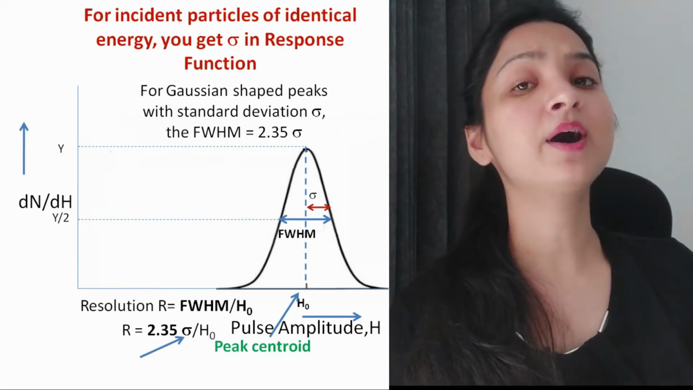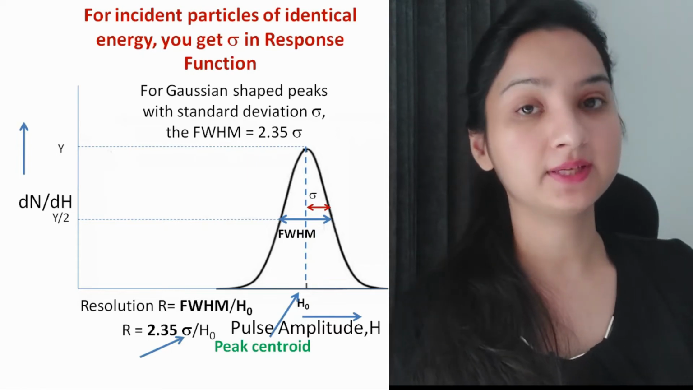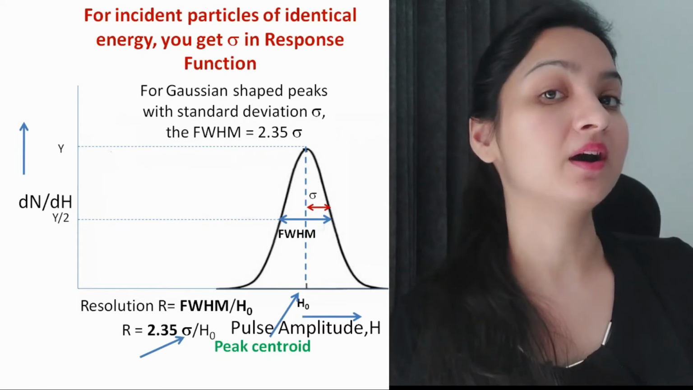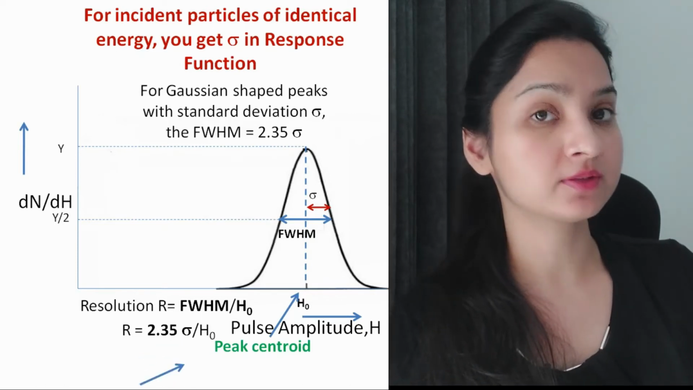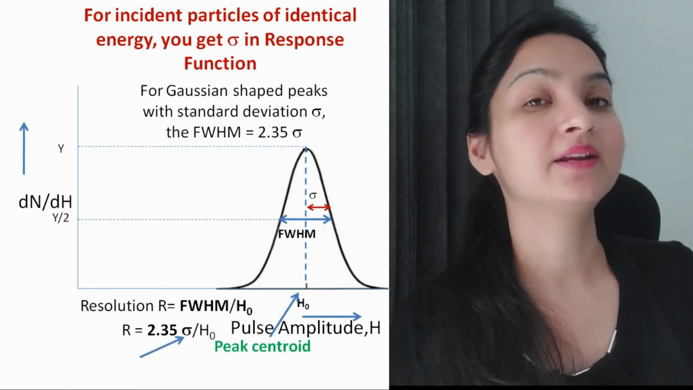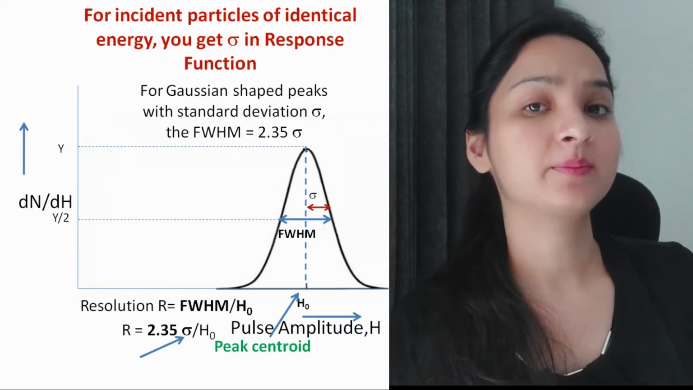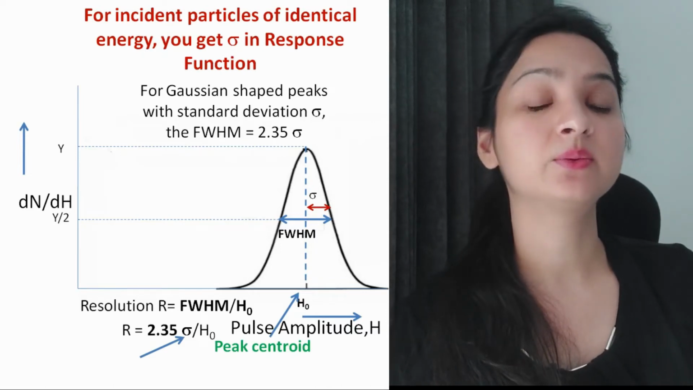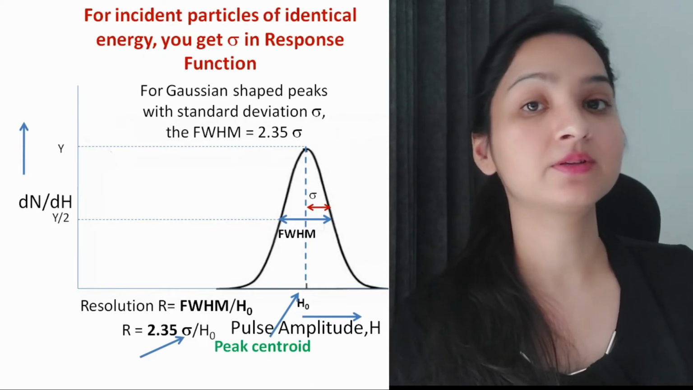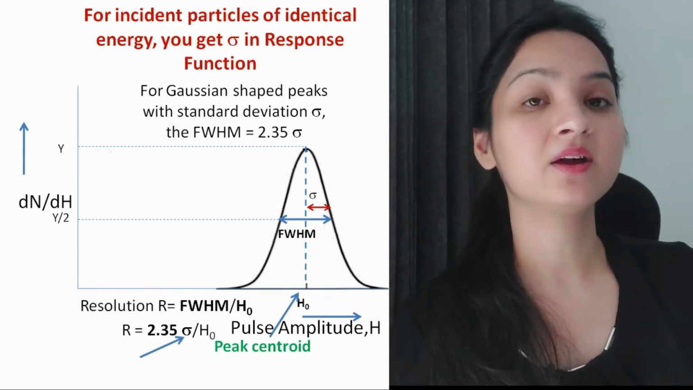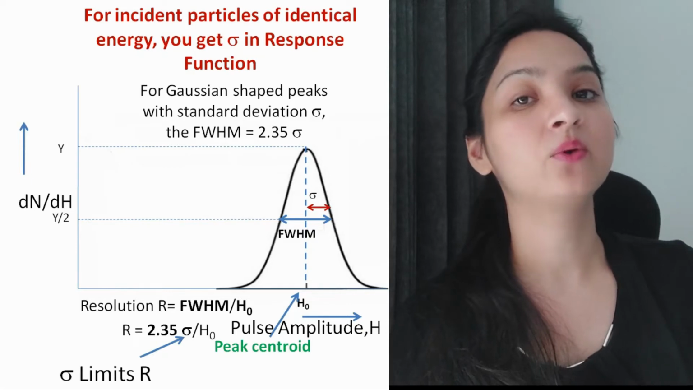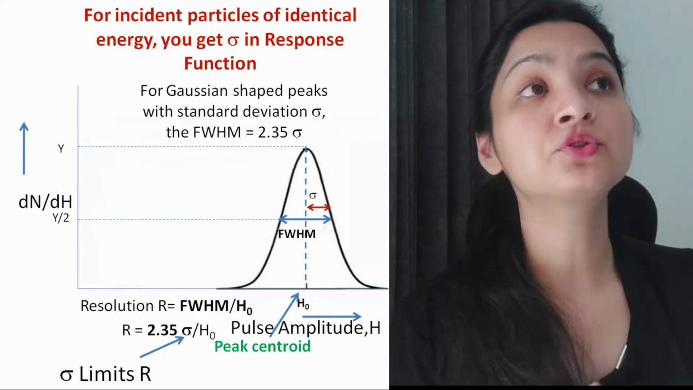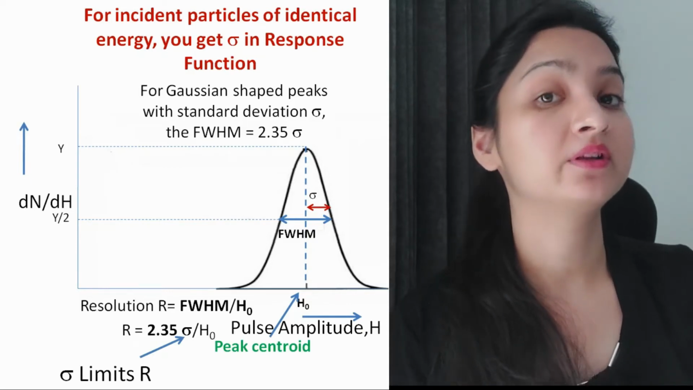So what is the end result? For the incident particles of the same energy E, you are getting a sigma. You are getting some standard deviation in the response function. If you are getting a standard deviation sigma, what does that mean? The sigma is related to the energy resolution, the expression that we just saw. This value of sigma will actually limit the value of the resolution that can be achieved in any radiation detector.